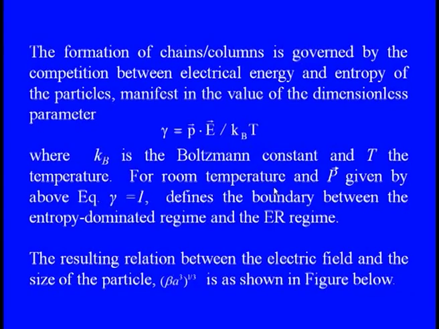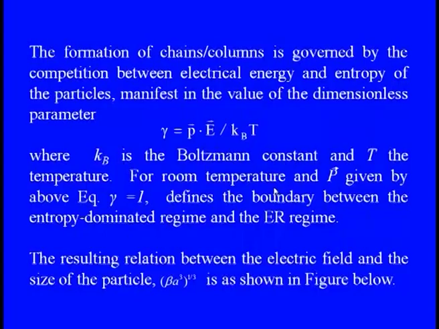And when we say that gamma equals 1, it just says what exactly the boundary is between the entropy-dominated region and the ER region, and how the ER region can be formulated in that manner, which can show the linearity, meaning the minimum disorderness or the laminar feature. And the resulting relation between the electric field and the size of particles is beta into A cubed, to the power 1 by 3, which clearly shows that we have a clear variation, as you can see here.